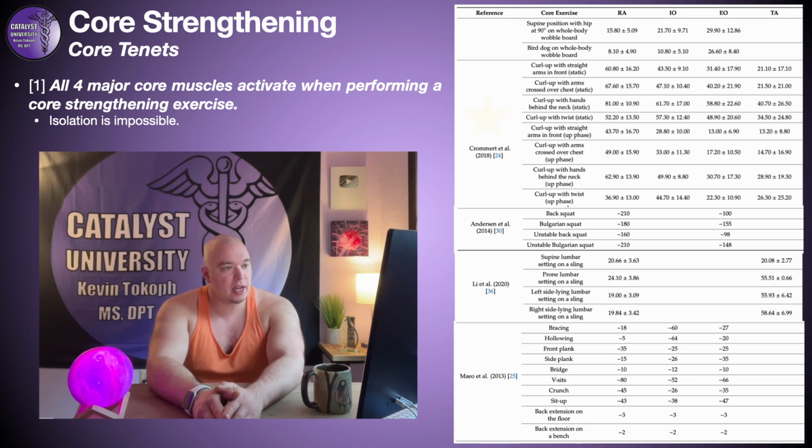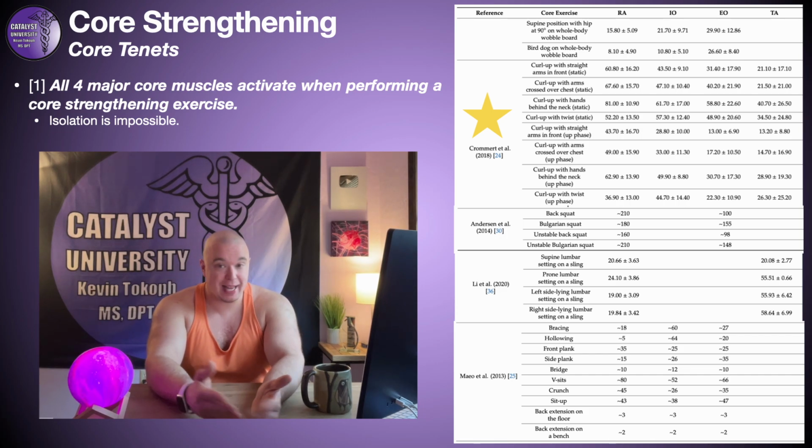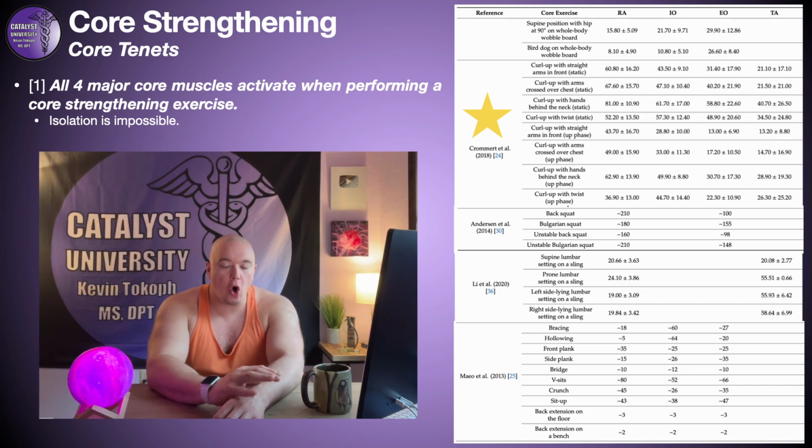In 2018, they actually took EMG information from every single one of those 4 muscles on these various exercises. And what you can see is that all 4 of them activate. You cannot isolate any of the core muscles. So it might seem intuitive from a textbook point of view that a sit-up type of motion would get the rectus abdominis. But realistically, all 4 of these muscles activate regardless.